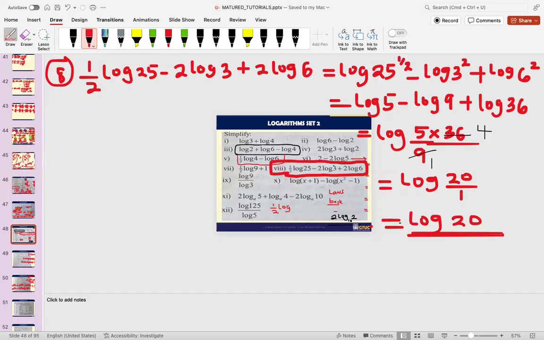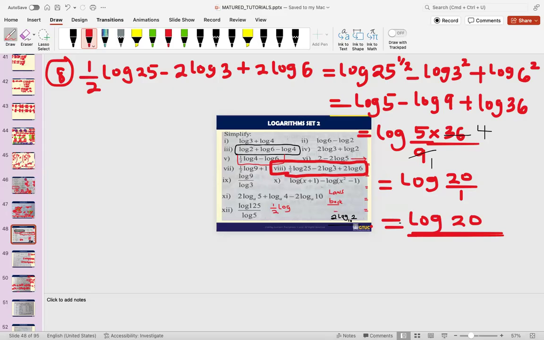Any question about this? That is our final answer, log 20. We have combined 3 laws. The first law was the third law. We used the third law to bring the half to the 25. We used the second law to combine the minus, and then we use the first law to combine the plus. Yes, Joseph.